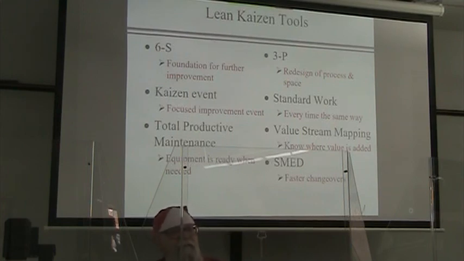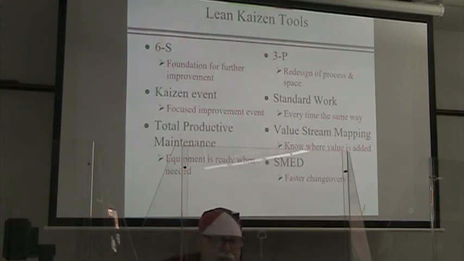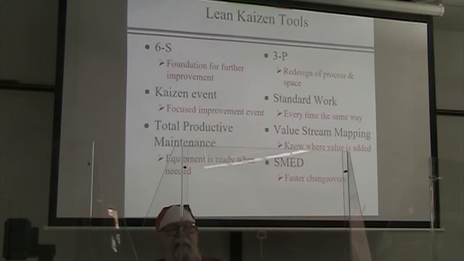All right, a Kaizen event is a focused improvement event. A total productive maintenance is the idea that we do the maintenance on equipment so that it's ready to use when it's time to use it. A 3P event is about redesigning our processes and our spaces to make them more efficient. Standard work is the idea that everybody does the same work the same way, right? Everybody doesn't have their own way to do it. Everybody works the same way.